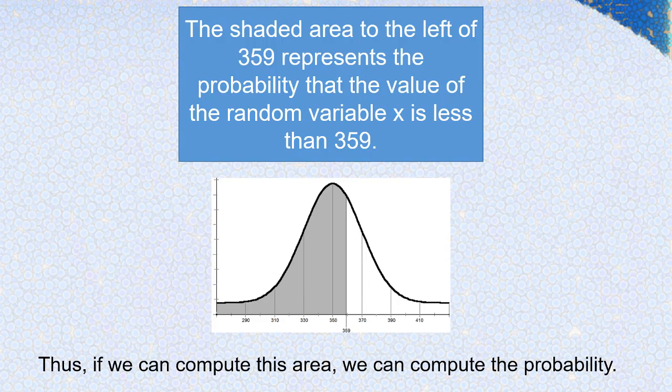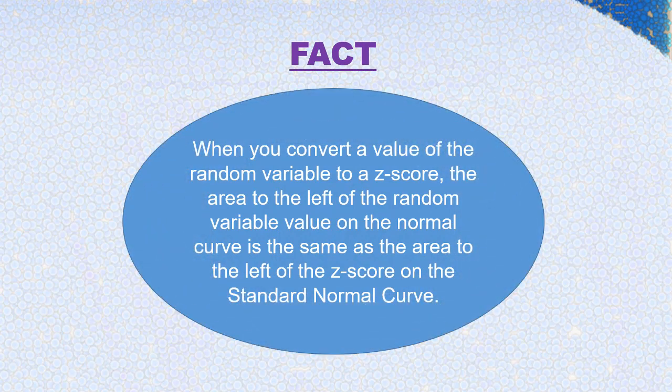Okay. In section 5.1, we learned how to take an x value and convert that x value to a z-score, then use our standard normal distribution table to find that z-score and get a table value, and how to use that table value to then compute the area to the left of that particular x value. So we have a fact here. The fact is that when you convert a value of the random variable to a z-score, the area to the left of the random variable value on the normal curve is the same as the area to the left of the z-score on the standard normal curve.